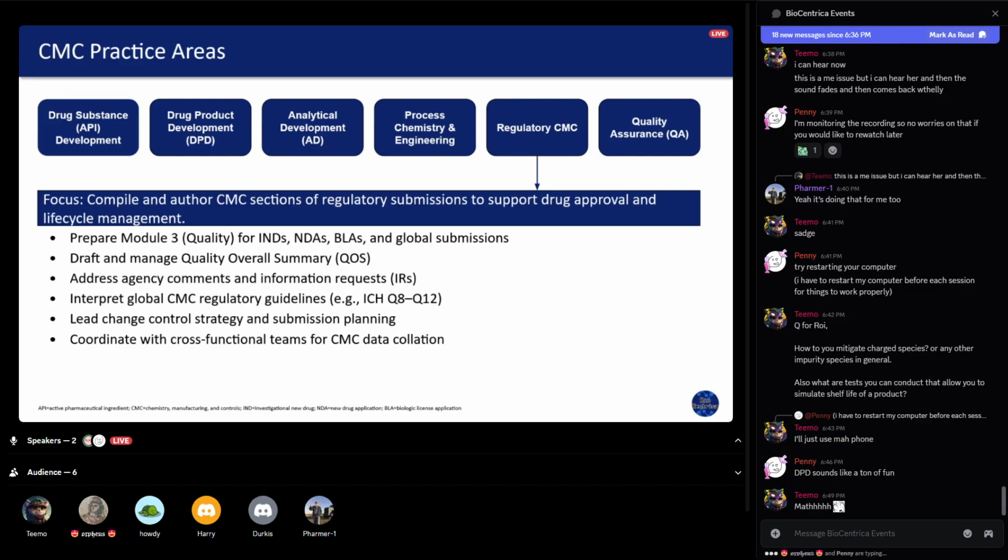The next thing is regulatory CMC. This is actually pretty similar, honestly, to the CMC that a lot of PharmDs are familiar with, except they focus solely on CMC.